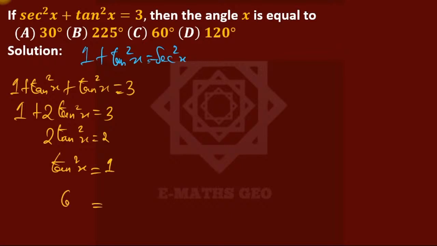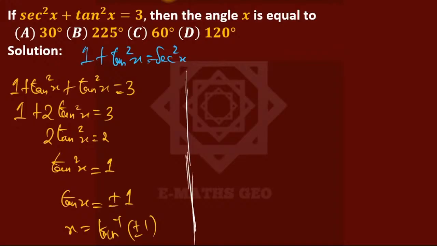And moving the square to the other side, we need the negative root too, because tan is positive in some quadrants while in others it is negative, so be careful. Now it has two answers: x is the arctan of plus or minus 1. So we need all the quadrants and angles. Tan is positive in the first and third quadrants, and negative in the second and fourth.